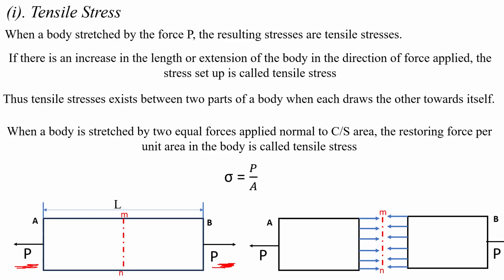Tensile stress exists between two parts of a body when each draws the other towards itself. When a body is stretched by two equal forces applied normal to the cross-sectional area, the restoring force per unit area in the body is called the tensile stress. Tensile stress equals the applied force P, and internal resisting forces also generate P.